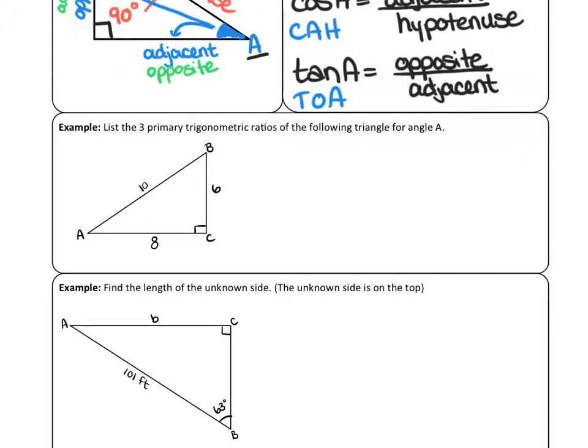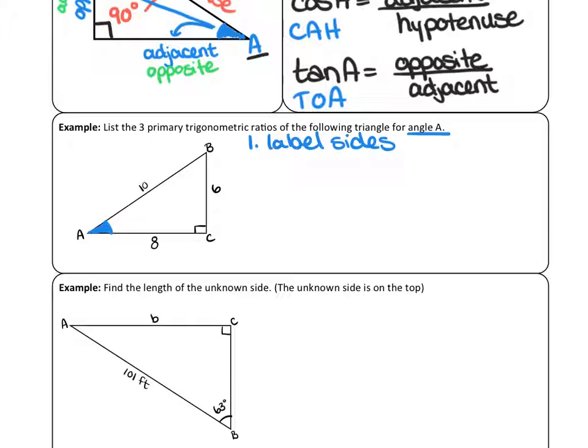Okay, so now that we have that done, let me show you how we actually use these in an example. The first example says, list the three primary trigonometric ratios of the following triangle for angle A. So the very first thing you're going to do is label the sides. Because it's angle A, I'm just going to note it here, and we're going to do everything based off angle A.